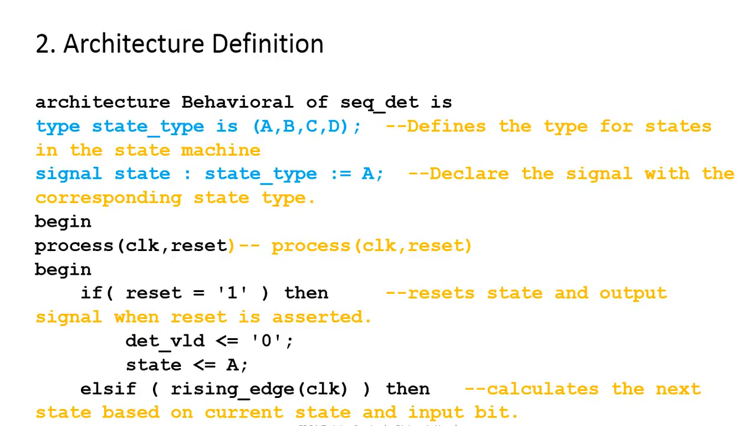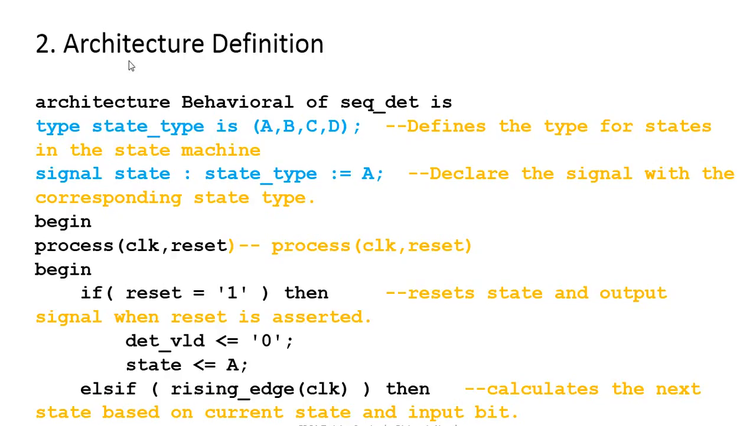The architecture behavior of the sequence detector is this, where this is the architecture name, and we have type. Type is actually a keyword, also called the enumerated data type keyword, which creates an enumerated data type, a user defined data type.